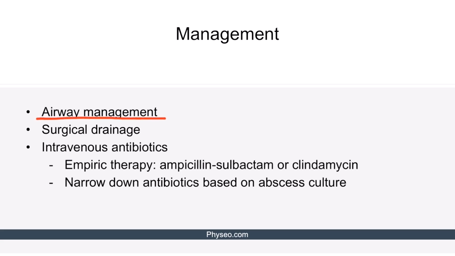Similar to peritonsillar abscess, the management of retropharyngeal abscess begins with airway management, especially if the patient is exhibiting signs of respiratory distress, such as stridor or accessory muscle use. Following stabilization, patients should be scheduled for surgical drainage and promptly started on IV antibiotics. Just like with peritonsillar abscess, the usual empiric therapy is with either ampicillin sulbactam or clindamycin. Of course, clinicians should narrow down antibiotics based on abscess culture once it becomes available.